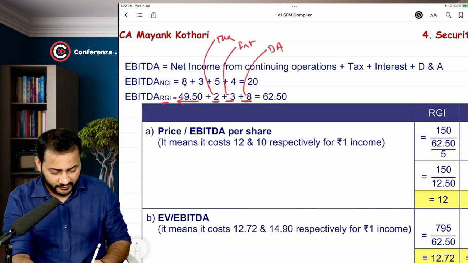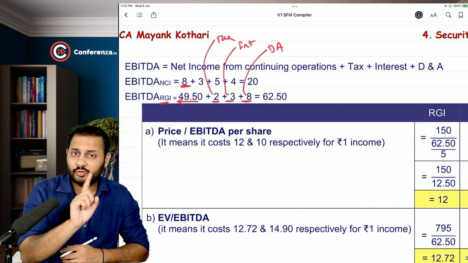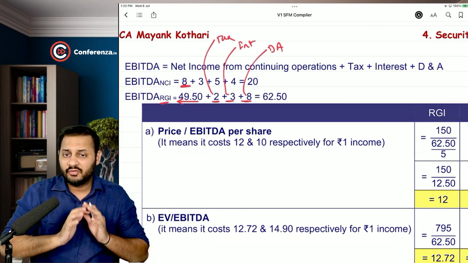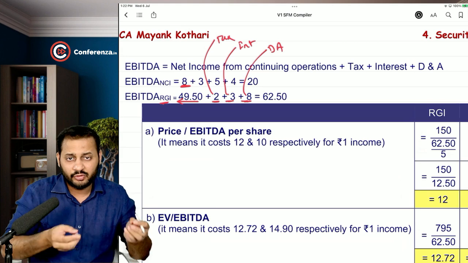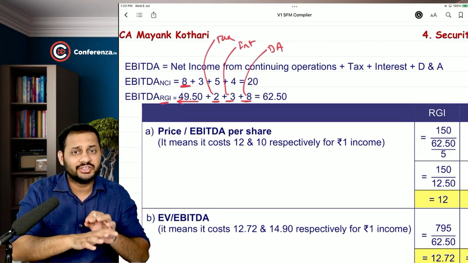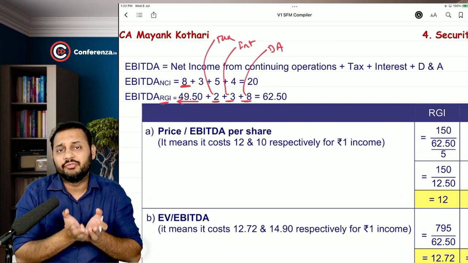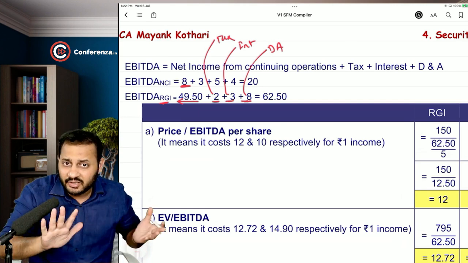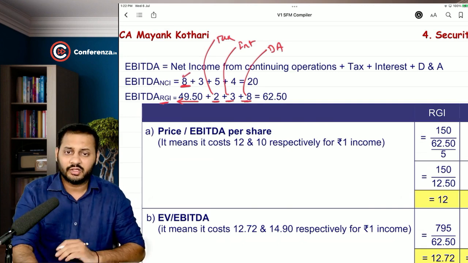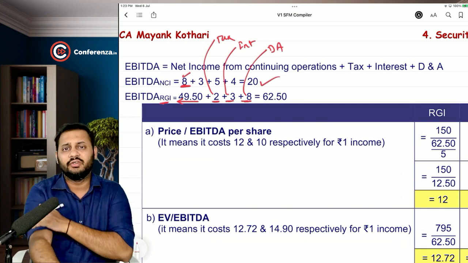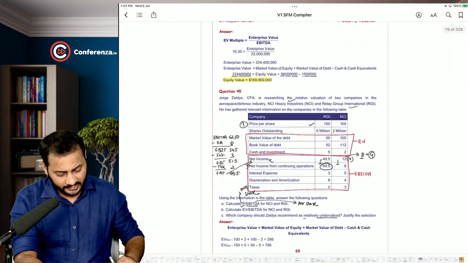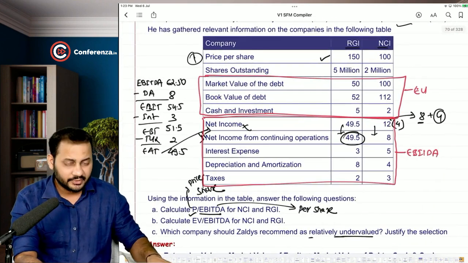In NCI, we will start from 8 and not from 12, because 12 is not important from the future point of view. We are not going to earn 12 anymore, because out of the 12 figure, 4 is such an amount which is not going to happen in future. Those businesses have been discontinued, so it is not relevant. So we started with 8, 3, 5, 4, and then we reached 20. We did the reverse calculation to calculate EBITDA. Okay, the second item has been calculated.